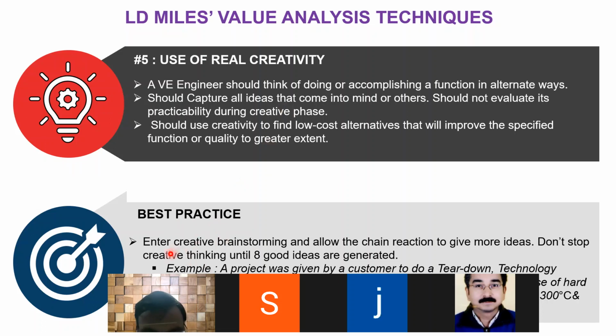What can be the best practice? The best practice can be you have to create a brainstorming session and you have to allow the chain reaction to give more ideas. Don't stop creative thinking until you get 8 good ideas. This is the one which has been proposed by Mr. L.D. Miles. In those days, when he started during the 1940s, he told that we need to create ideas in such a way that we should not stop until we get 8 good ideas. But there is no magic number called 8. It can be higher than 8 or less than 8. Doesn't matter. But you need to allow maximum ideas to happen, and you need to create a very good brainstorming. We are going to do it also.